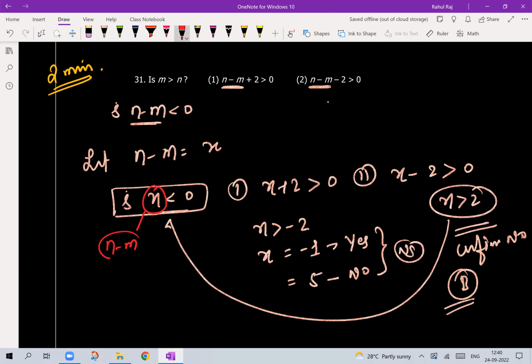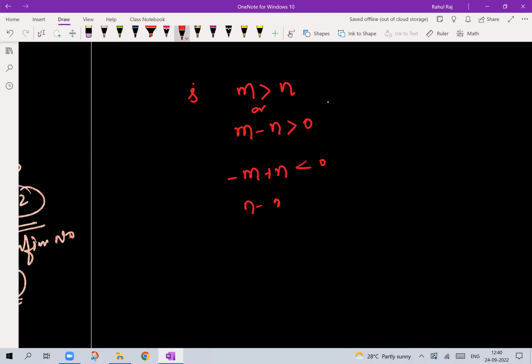That's it, Rajesh. So m minus n is greater than 0 is fine, but n minus m, how did we change the sign to less than 0? One second. So the question is, is m greater than n? Can I bring n to the left hand side and say m minus n is less than 0? Agreed? Now, if you multiply by a negative in this, what would happen? It becomes minus m plus n less than 0. That is, n minus m less than 0.